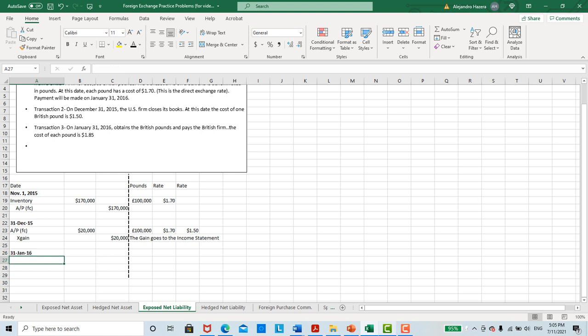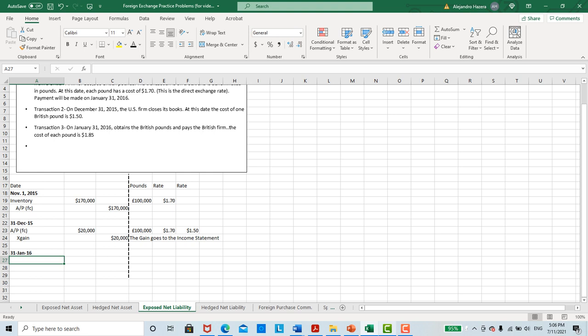The only thing that changes, well, you're going to settle it first of all, but the main thing that changes is that $1.85. So it's going to cost you a lot more. Just 30 days before, it would have cost you $1.50 to get each pound, and now it's going to cost you $1.85. Notice, by the way, that the accounts payable has a net balance of $150,000, which is 170 less 20, which is 150 for each one of those pounds. Now, however, we've gone up to $1.85.